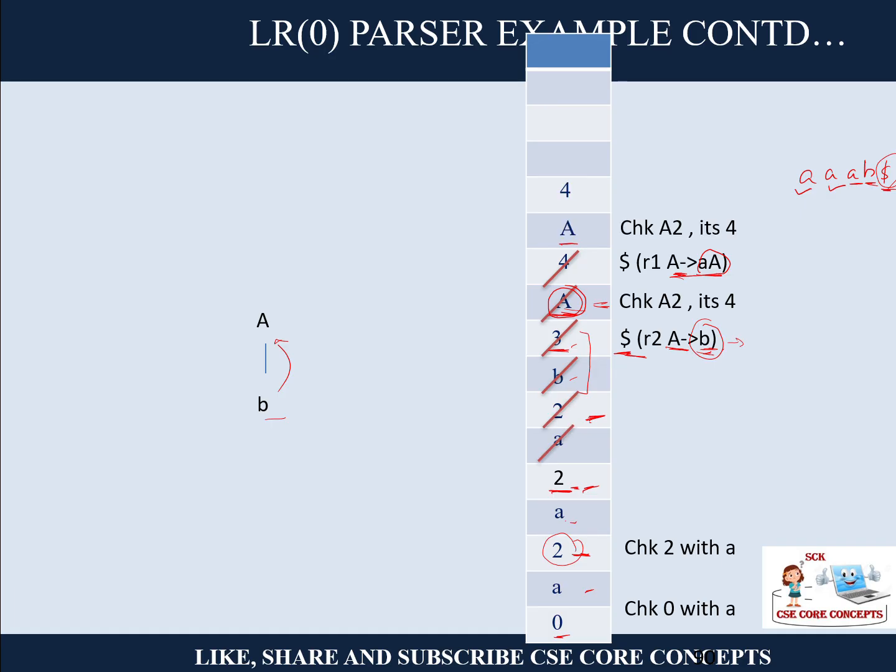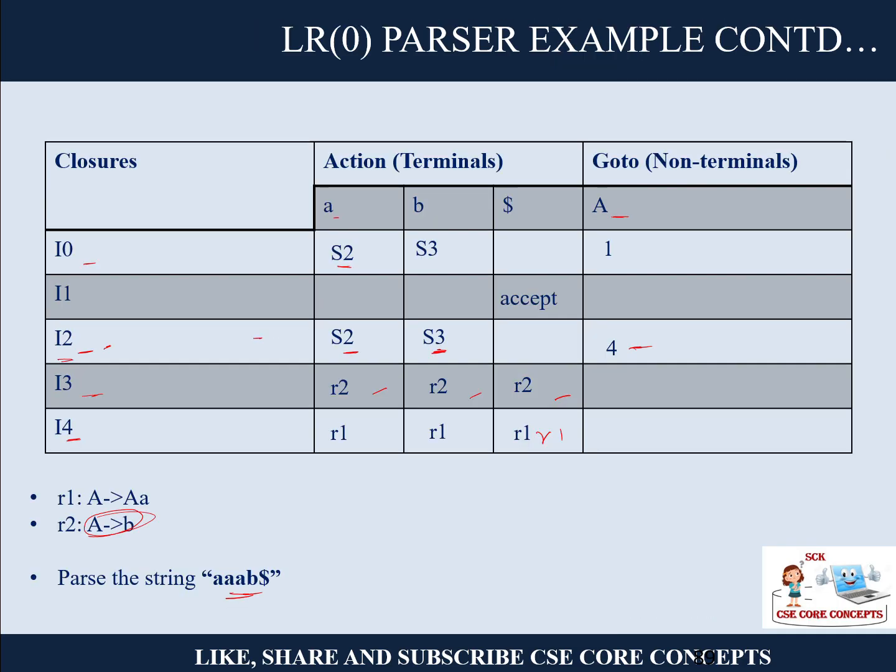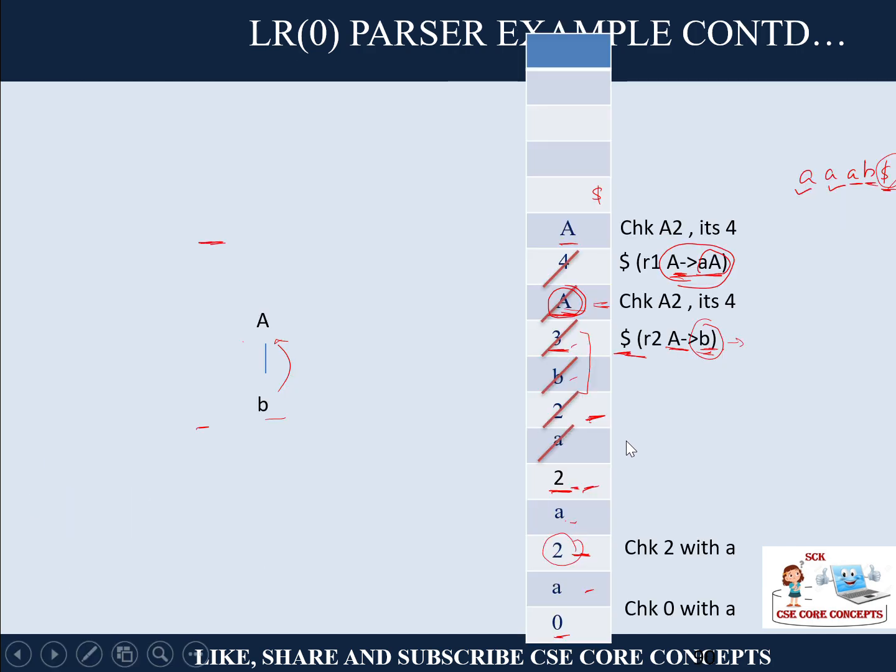Now you again check your 4, so see this has been again reduced, right? A has been reduced to capital A. A and A, this rule. A and A reduced to capital A. Now check your 4 and dollar. Again if you check 4 and dollar, you got the same rule. Closure is 4 and dollar. Again you have to apply rule R1. So let's apply again rule R1.